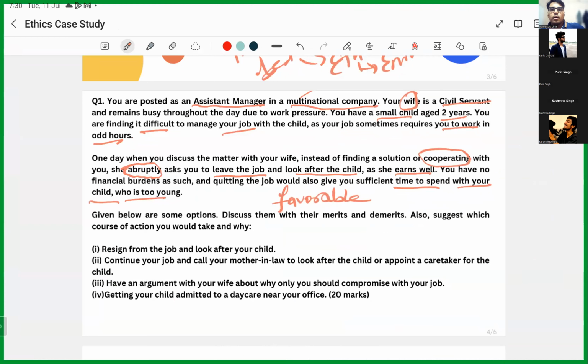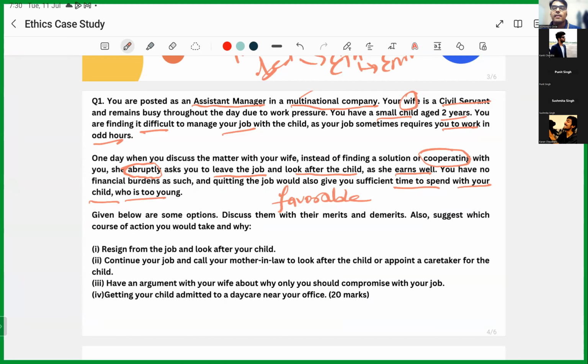Okay, so that's all. Now I'm going with the approach of how to think within the options, how to get more dimensions. You will read about model answers, you will read about n number of things, but you will find it difficult to generate different topics. Let's decipher how to go for multiple dimensions within a case study. So the first option that you have is to resign from the job and look after your child. In this case study, I'll go one way.